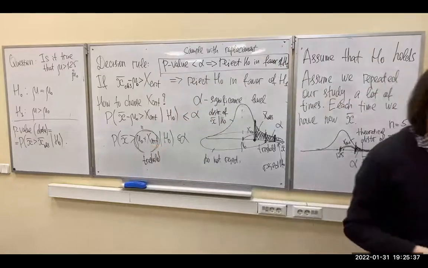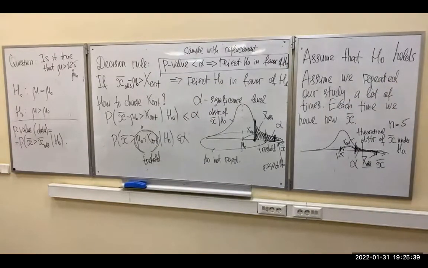And this is what people usually do. People usually obtain data, put this data in the computer, and the computer gives them the p value. Then they compare this p value with alpha, and if it is less than 5%, they say, wow, cool, they have a significant result. And if it is larger than 5%, they say, no, nothing works. Okay.